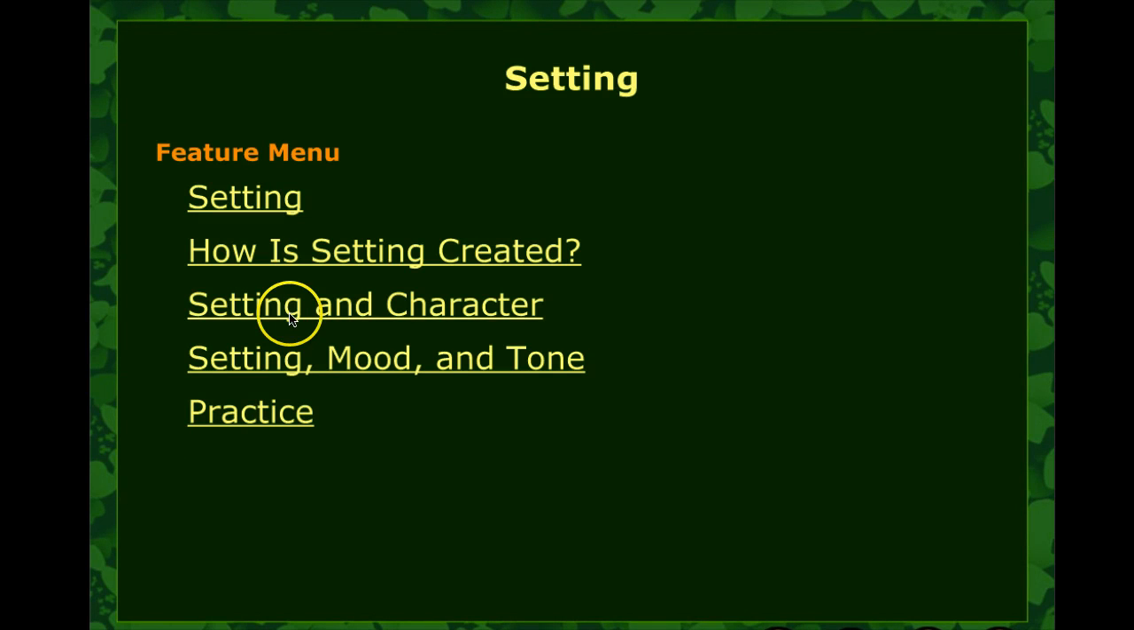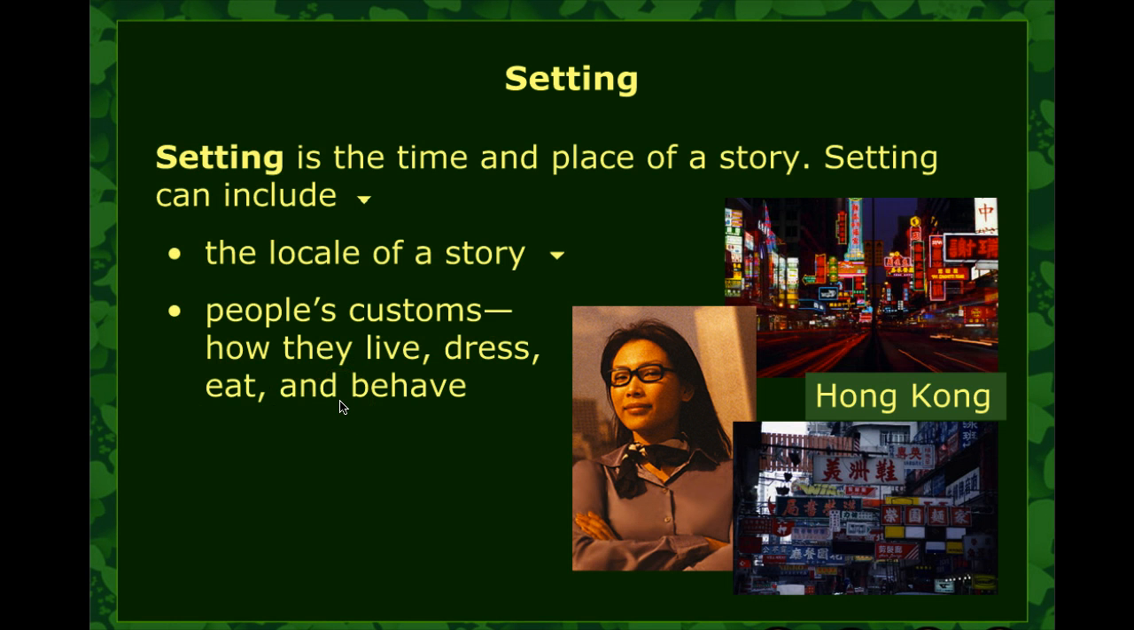We're going to be talking about how setting is created, setting and character, setting, mood and tone. First thing we'll talk about is setting in its very basic form is the time and place of a story. Setting can include the location of a story. It can also be broken down into people's customs, how they live, dress, eat, and behave.